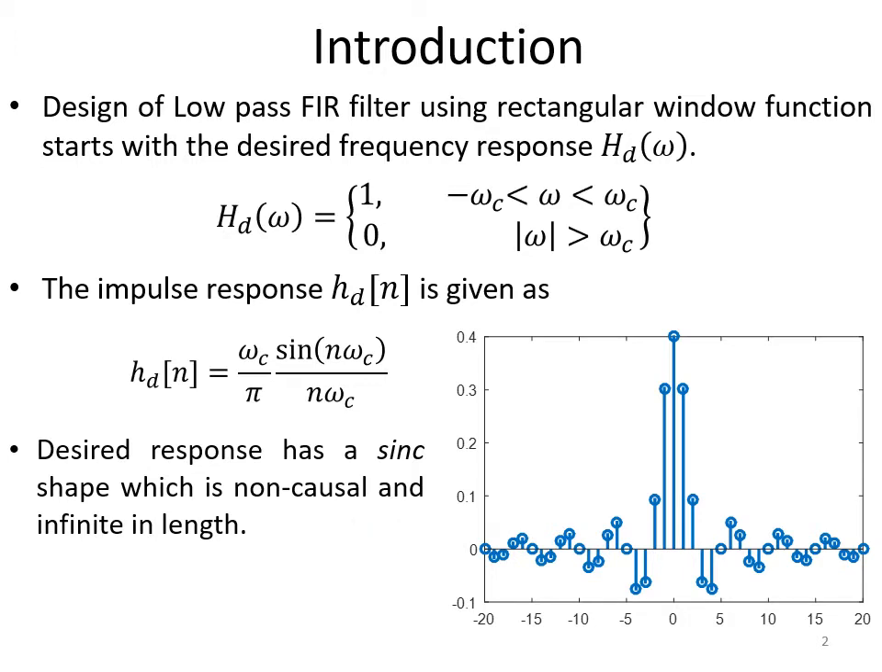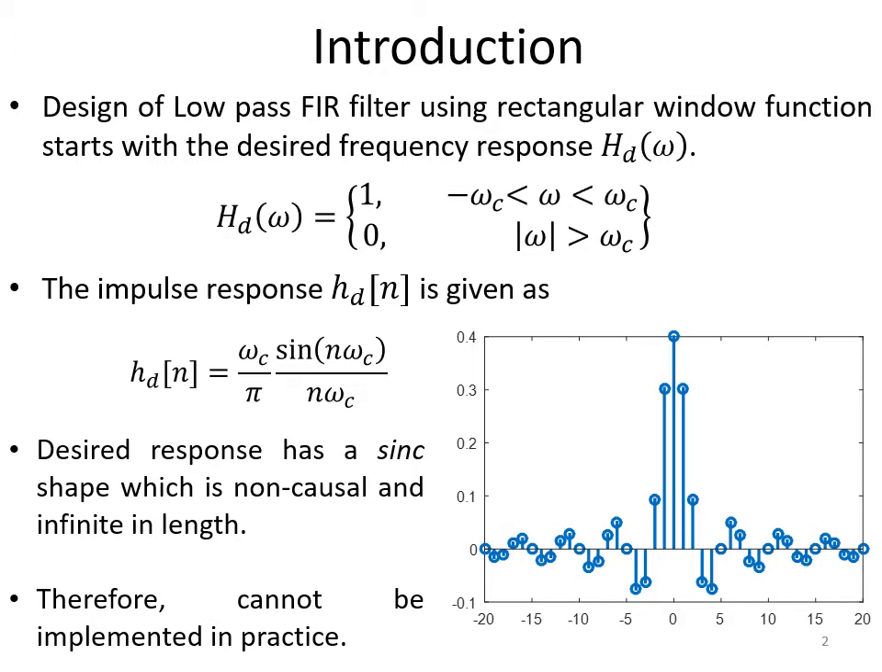One problem is that it is infinite in length. An infinite length filter cannot be implemented practically. It would require infinite memory to store infinite samples, which is impossible. The other problem is that it has values for negative values of n. It means it would require foreknowledge, future knowledge, which is not possible in real time. So it is non-causal, in other words. Therefore, it cannot be implemented practically.